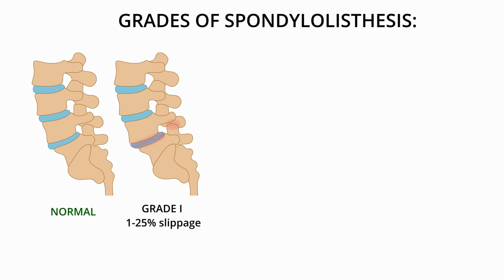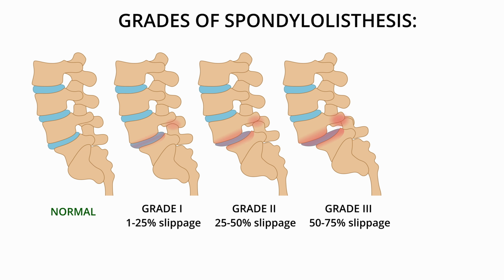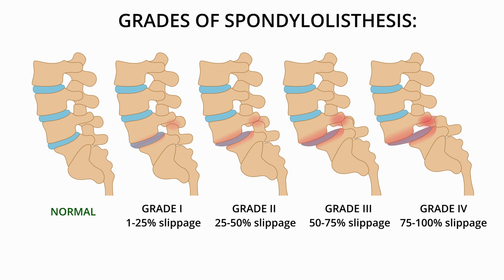Grade 1 is up to 25% slippage, grade 2 is up to 50% slippage, grade 3 is up to 75% slippage, and grade 4 is up to 100% slippage. If there is more than 100% slippage, it is known as spondyloptosis or grade 5 spondylolisthesis.